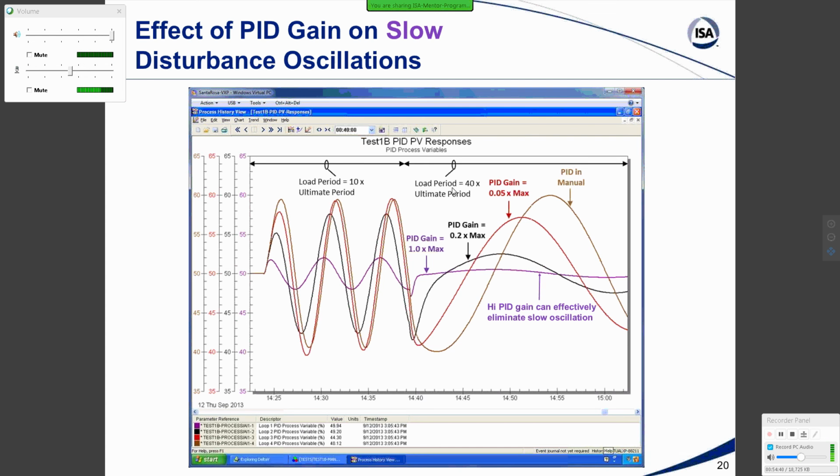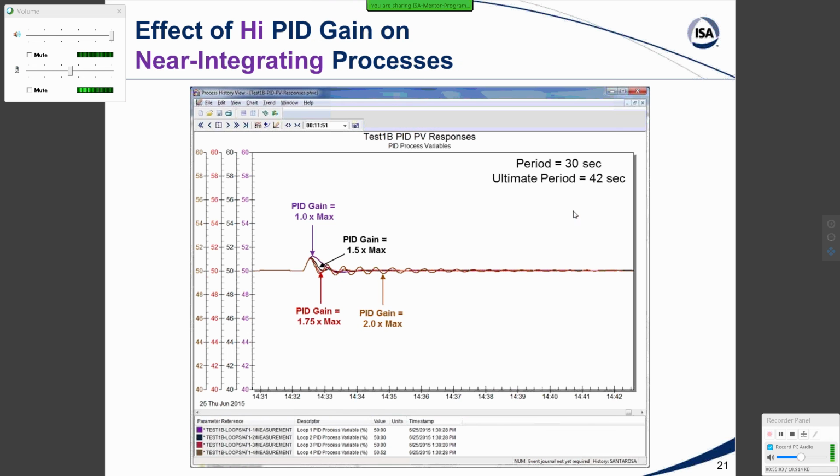And then if we get into a really slow load oscillation where it's 40 times the ultimate period, we can see that we barely detect it with a high PID gain. It's doing its job of correcting this slow oscillation. And again, the brown trend is with the PID in manual. Now, what if we say, hey, we like that high PID gain, but we go too far? We can get into an oscillatory behavior. And here we see that if we just go maybe 50% larger, we start to see an oscillation.